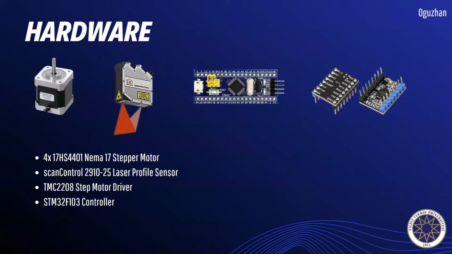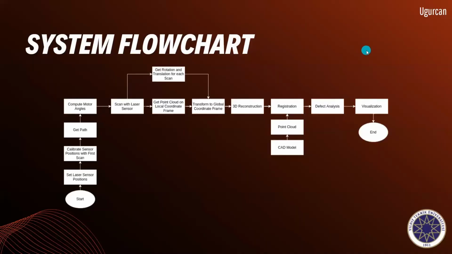Lastly, hardware components of the system are listed. 4 NEMA 17 stepper motors are used to control the movement. The key component of the system is the scanCONTROL 2910-25 laser profiler sensor. Also, TMC2208 step motor drivers are used. As a controller, STM32F103 will be used. This section of our presentation includes system flowchart, system block diagram, and GUI design.